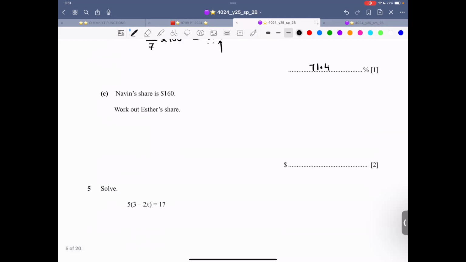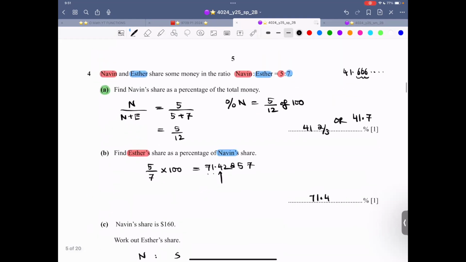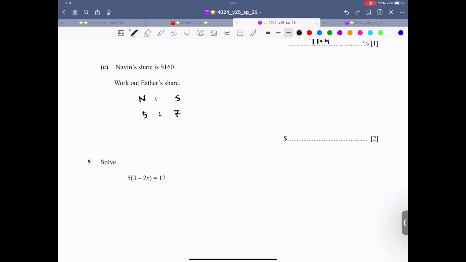Now it says N's share is 160. Work out E's share. So there is N, there is E. 5:7. This is 5, this is 7. N's share is 160. E's share, let it be E. Again, direct proportionality. 5E is 7 into 160. So therefore, E is 7 into 160 divided by 5. This comes out to be 224. So this is 224. Write one more step. E is 7 into 160 divided by 5. And since it's in dollars, dollars is already written for you.